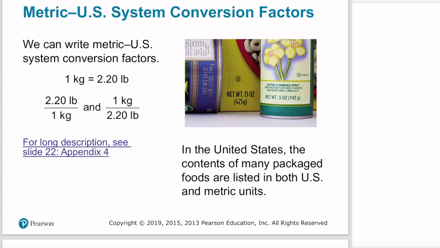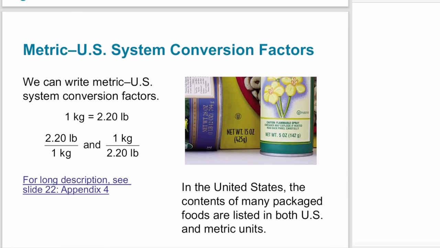On the other hand, when we're converting from metric to US or vice versa, we have, for example, here 1 kilogram is equal to 2.20 pounds. The measured value will limit our number of significant figures to the number of significant figures in that measured value. So 2.20 pounds is our measured value here, and that would limit us to 3 significant figures if we use that value.